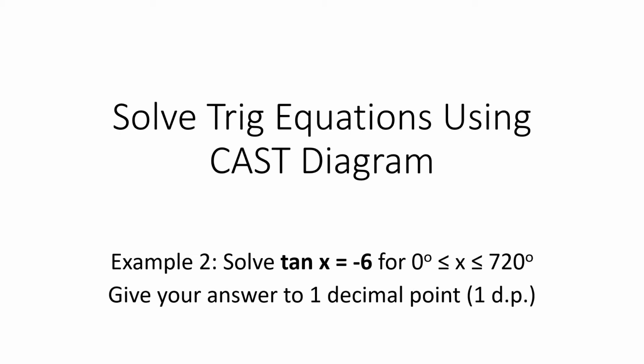Welcome back. In this video, we are going to solve another trigonometric equation using the CAST diagram. So the question is, solve tan x equals minus 6 for x between 0 and 720 degrees. And the answers should be in 1 decimal place.